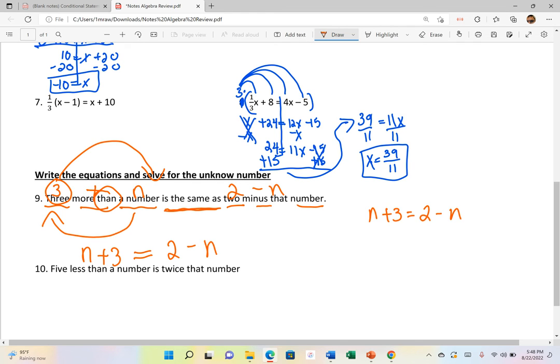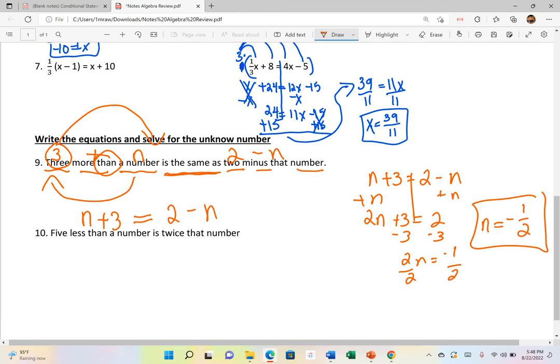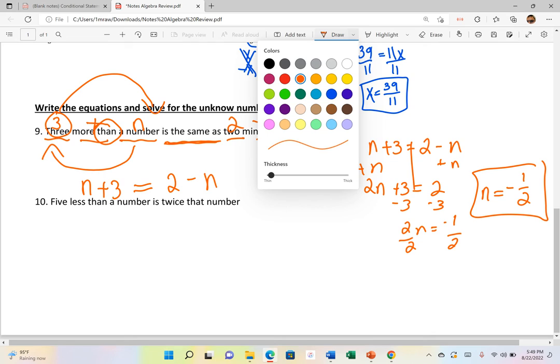Solving for variables, you know how to do that. Get your n's on one side, so I'm going to add n to both sides. 2n plus 3 equals 2. Minus 3, minus 3. 2n equals negative 1. Divide both sides by 2, and n equals negative 1 half. Again, fractions are okay, guys. Don't get too scared. Let's do one more.